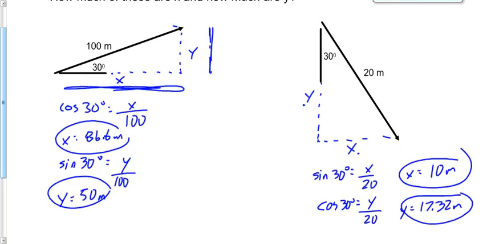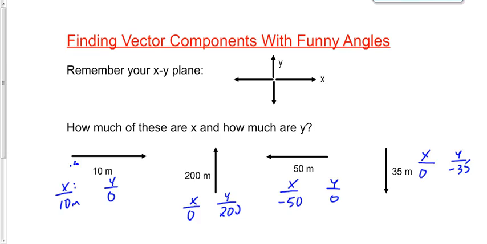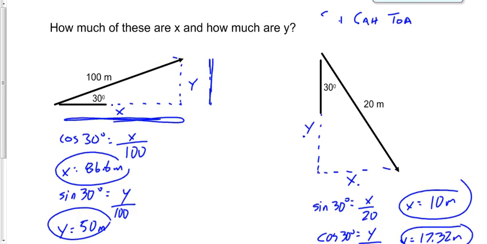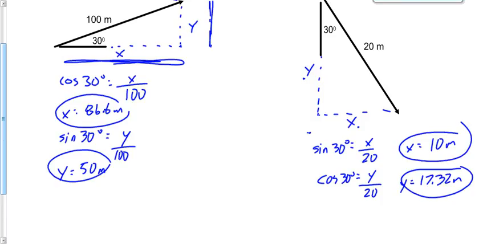So, once again, the x component of this first vector was 10 meters. The y component was 0. The x component of this one is 10 meters. The y component is 17.32. Or, actually, that would be negative 17.32, right? Because it's downwards.